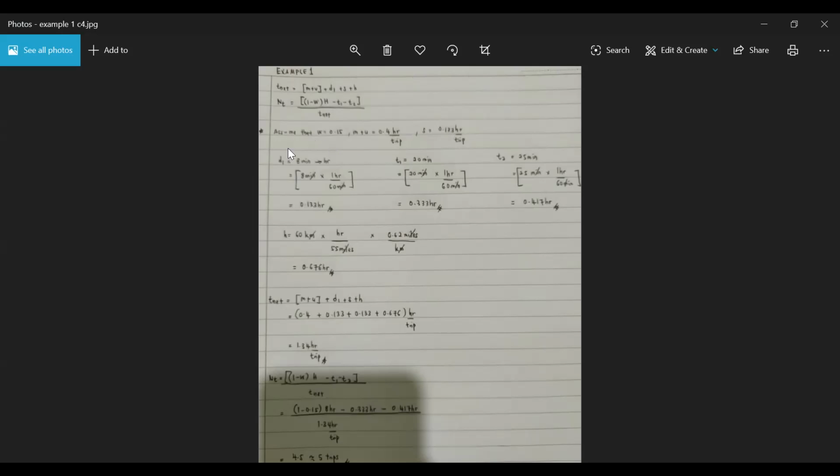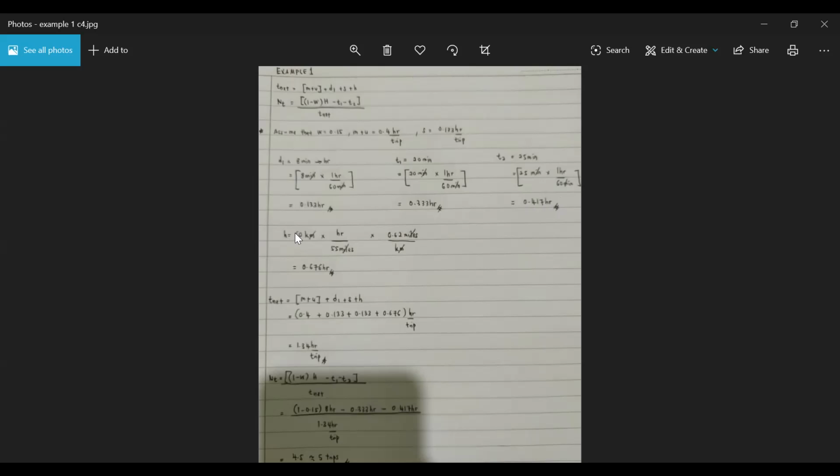And then we need to convert minutes to hours first. For D1, you can get this from the question. D1 is 8 minutes; you need to turn it to hours, so you use this conversion factor and you get 0.133 hours. For T1, 20 minutes converts to 0.333 hours. And for T2, 25 minutes converts to 0.417 hours.